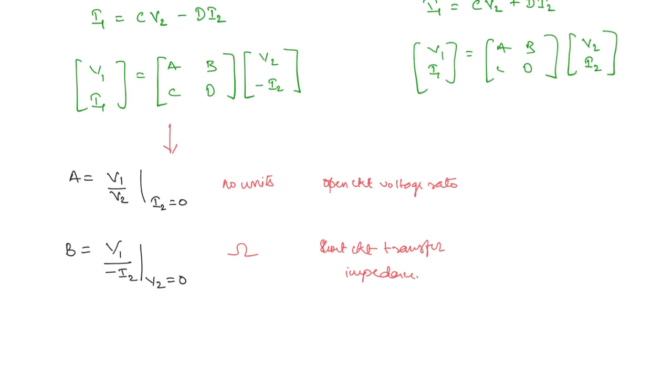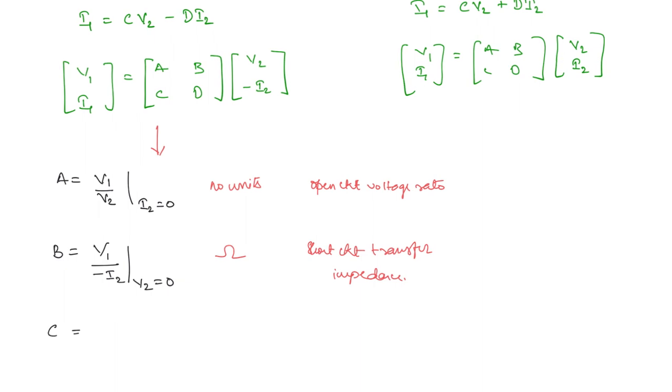The next parameter is C. This you can get from equation 2. What will be the equation? I1 by V2 when I2 is equal to 0. So the units here are going to be mho. And what will be the parameter name? It is going to be called open circuit transfer admittance, right? Because the current is 0, and it is the ratio of current to voltage, not voltage to current.